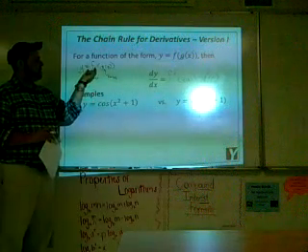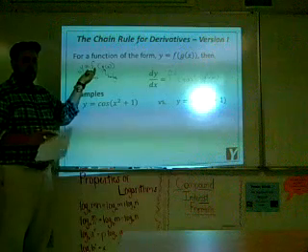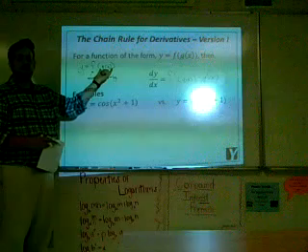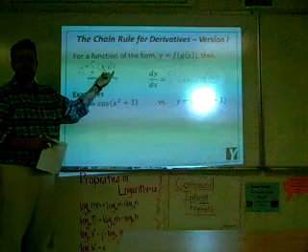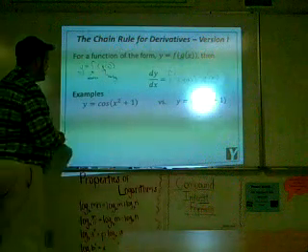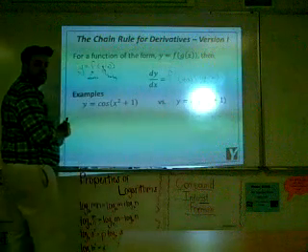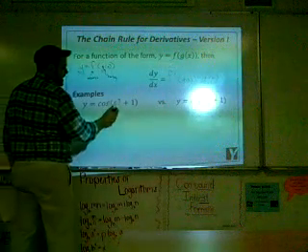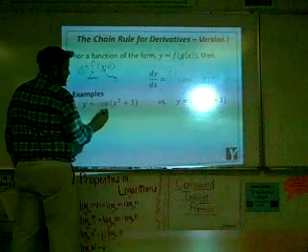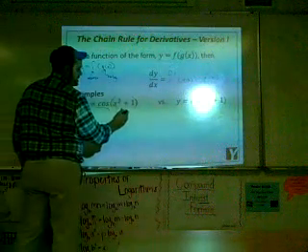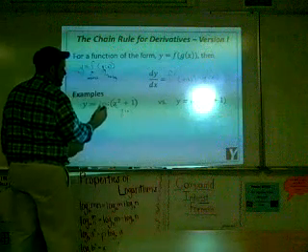You take the derivative of the outside function in whatever way you do, you leave the inside function alone, and then you multiply by the derivative of the inside function. So let's look at this example. I've got y is equal to the cosine of x squared plus 1. In this way, the outside function is the cosine. The inside function is this x squared plus 1.